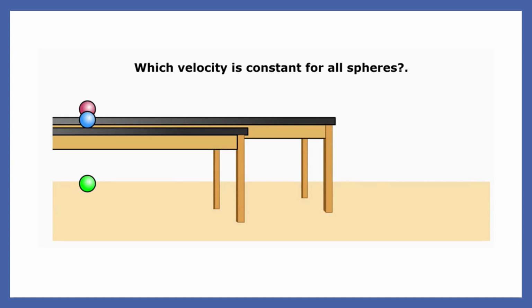It might be unusual for you at first to see that a single object can have two velocities, but this view is essential to understanding this type of motion. Let's look at the three spheres in this animation.